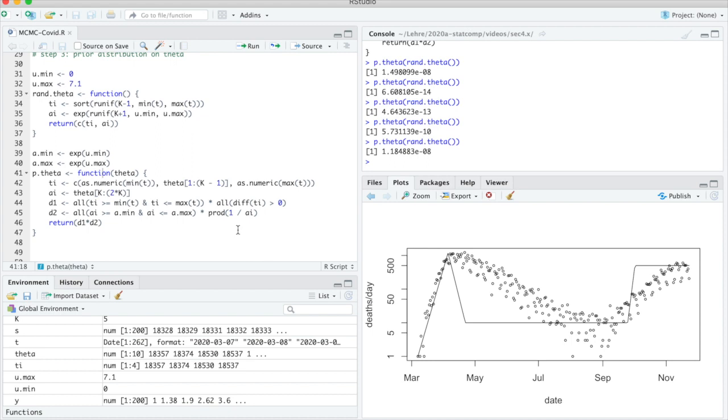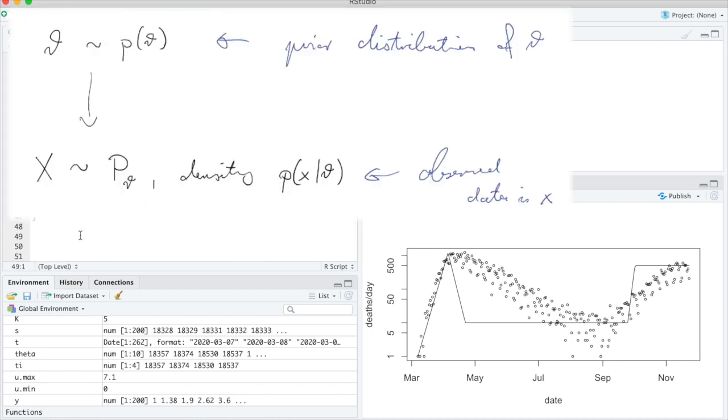Now we need what's called the likelihood. That is what I called density of x conditioned on theta earlier.